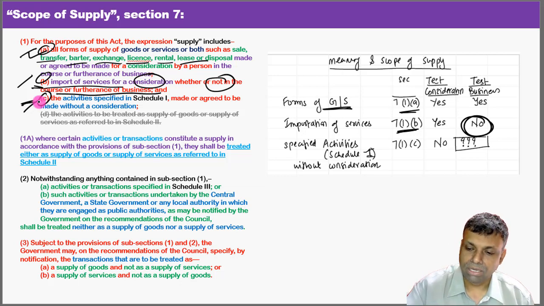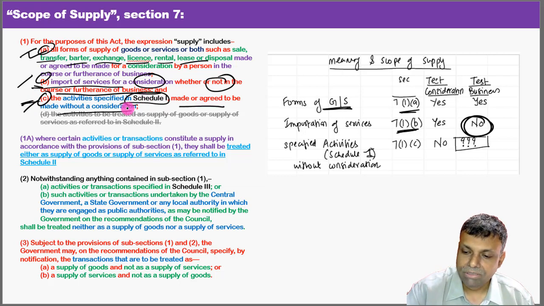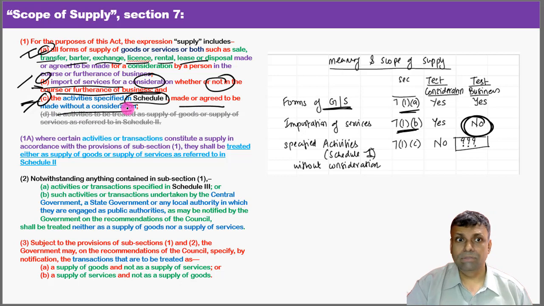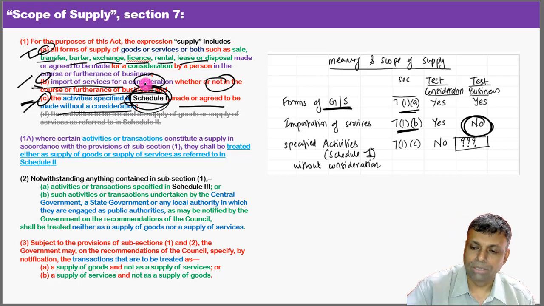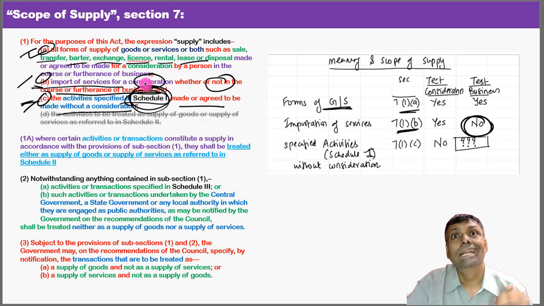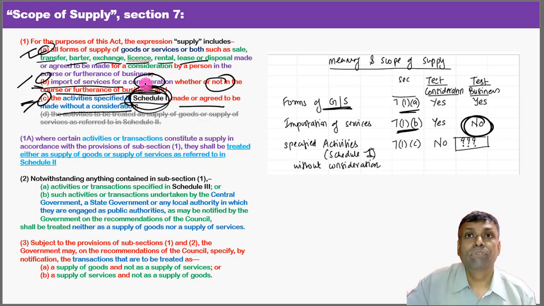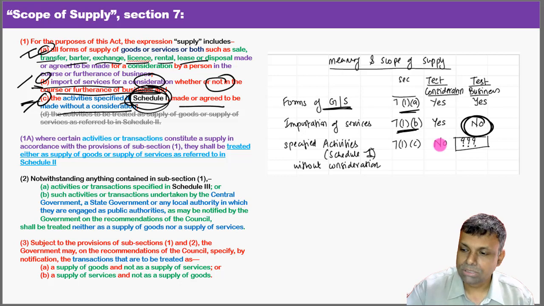In case of sub-clause C, activities specified in Schedule 1 made or agreed to be made without a consideration. That means it is something like consideration-less transactions, where there is basically no sale price. There is no consideration received in these transactions covered by Schedule 1. Schedule 1 is basically your list of transactions where consideration is not received. In that situation, the test of consideration is not applicable.